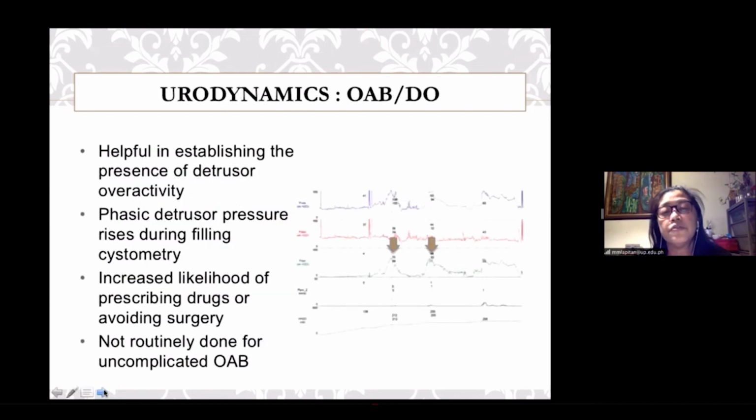Now, let's go through the use of urodynamics in the different clinical conditions of detrusor overactivity, underactivity, and bladder outlet obstruction. In the context of OAB and detrusor overactivity, urodynamics is helpful in establishing the diagnosis by demonstrating phasic detrusor pressure rises during filling cystometry. Trials that looked into the impact of performing urodynamics among women with OAB showed that it led to an increased likelihood of prescribing drugs and avoiding surgery, but it did not significantly improve treatment outcomes. Hence, it is not recommended as a routine test for women with uncomplicated overactive bladder.